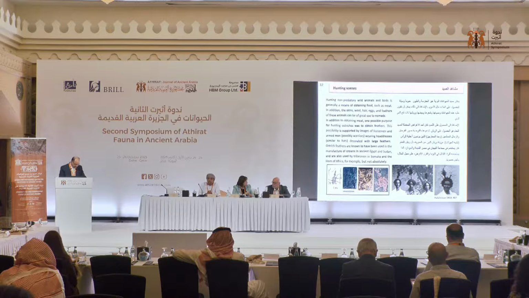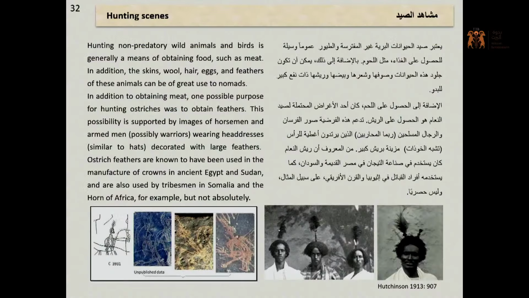The possibility is supported by images of horsemen and armed men, possibly warriors, wearing headdresses decorated with large feathers. Ostrich feathers are known to have been used in the manufacture of crowns in ancient Egypt and Sudan, and also used by tribesmen in Somalia and the Horn of Africa, for example, but not absolutely.